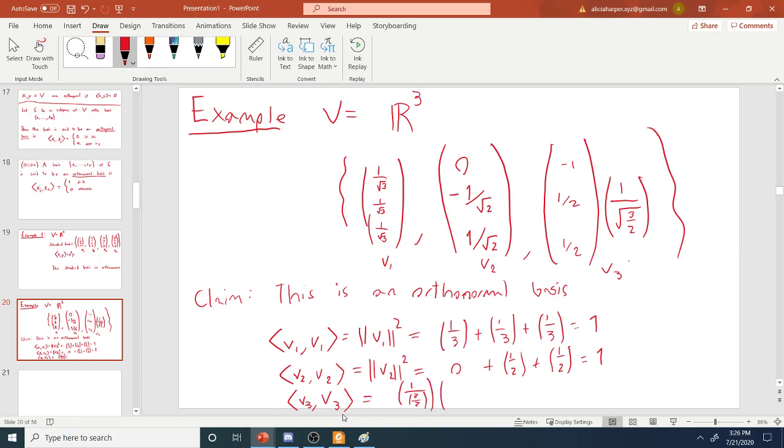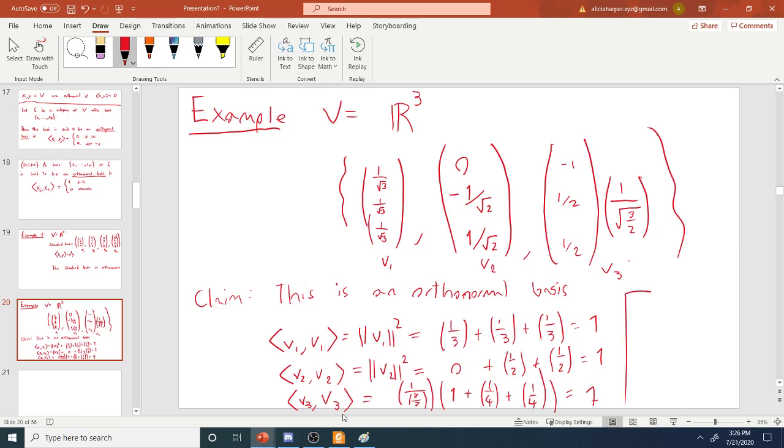And then it's going to be multiplied by -1 squared, which is 1, plus 1/2 squared, which is 1/4, plus 1/2 squared, which is 1/4. So you put all this together, you get 1. So each of these 3 vectors has unit length.